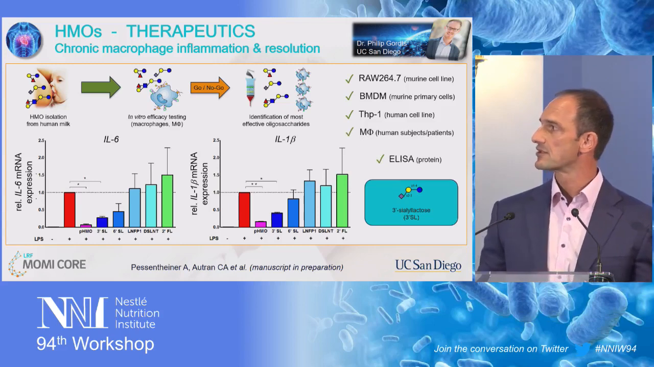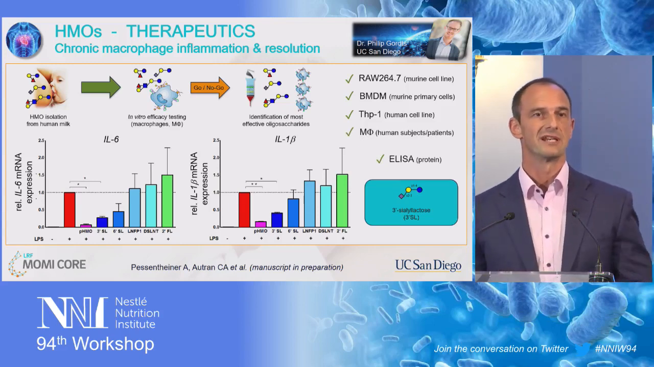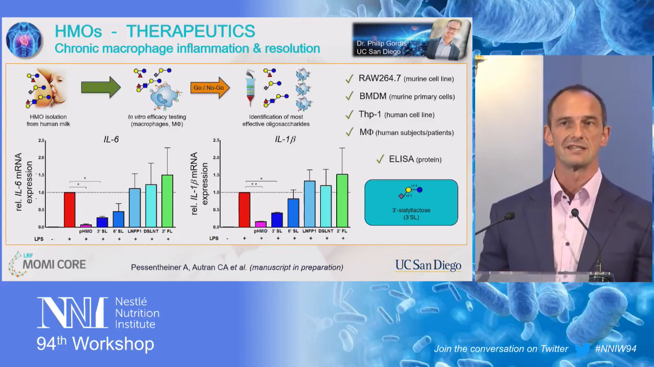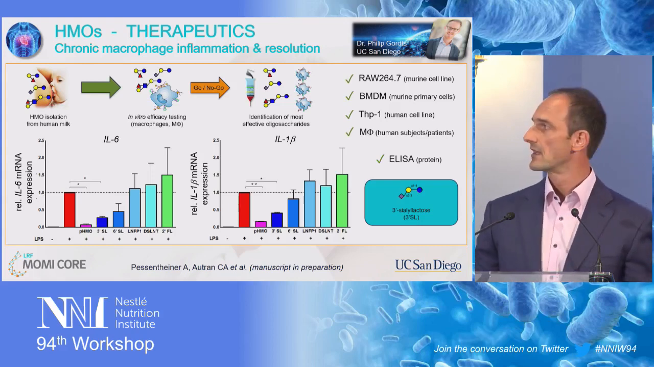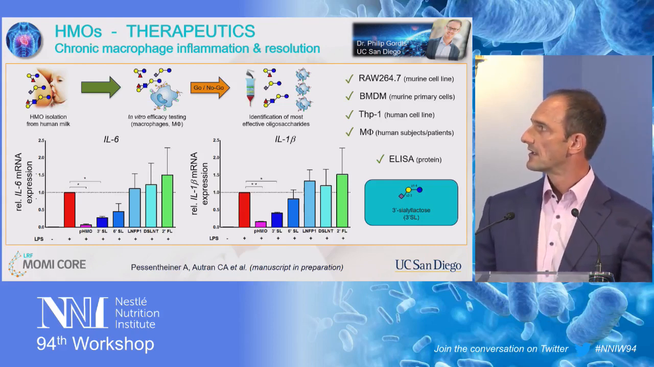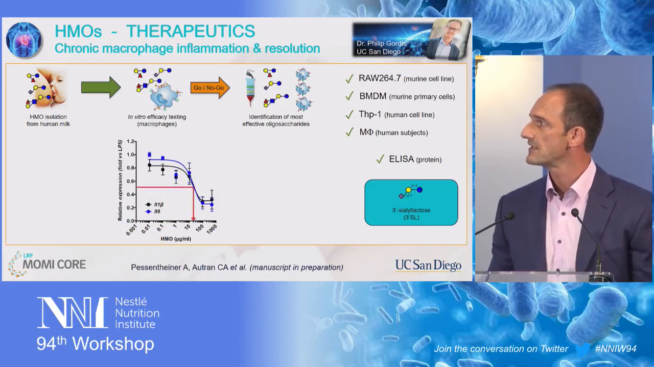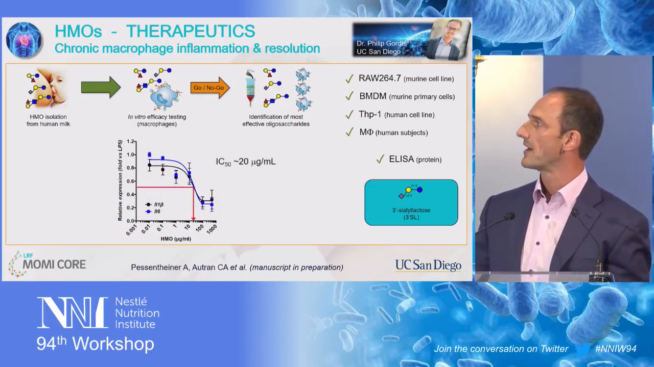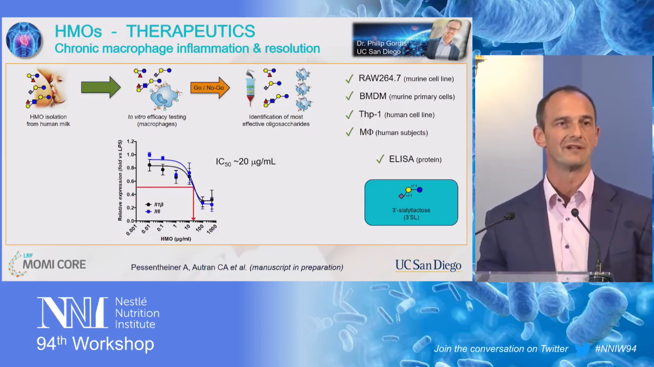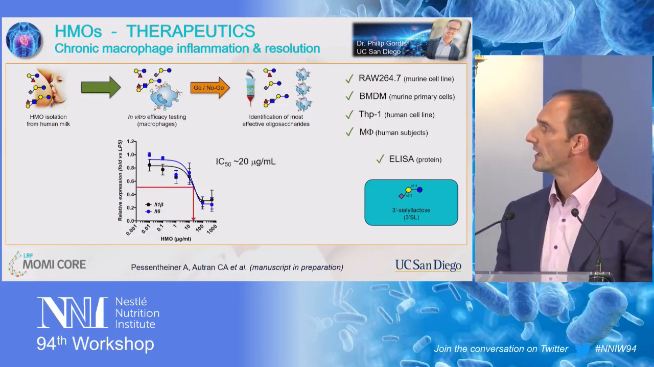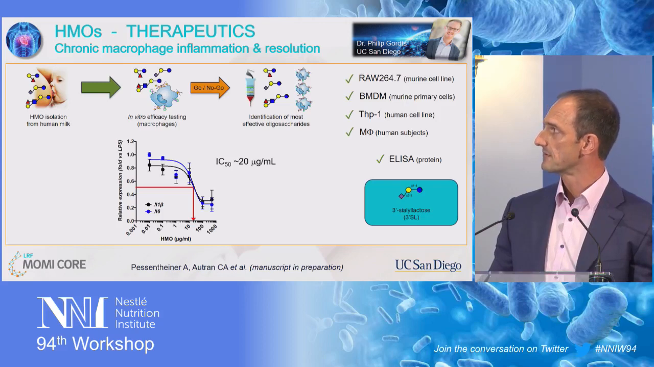And we've shown that this is not just working on the RNA level, it works on the protein level as well. So the secretion of these cytokines is significantly reduced. We then went in and did a dose-finding IC50 study. So we found the IC50s around 20 micrograms per ml, which is close to what we have in the infant blood. It's not an unreasonable concentration.